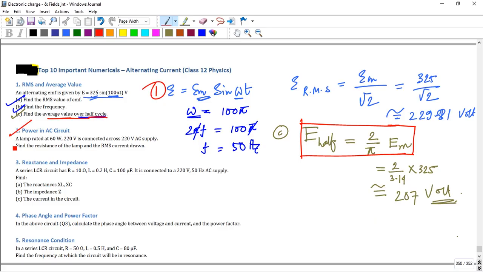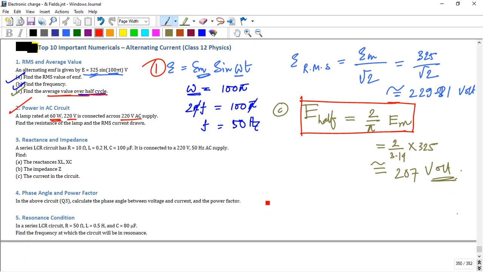Second numerical, power in AC circuit. So here power is given, 60 watt, connected across the 220 volt AC supply. Find the resistance of the lamp and the RMS current drawn. That's very important here. So see that question number 2 here. Actually there is a lack of space here, so that's why solving number 2 here. So power given is 60 watt, RMS voltage also given. So P equal to V times I, and power is given and voltage also given. So power is given, voltage given, current is not given.